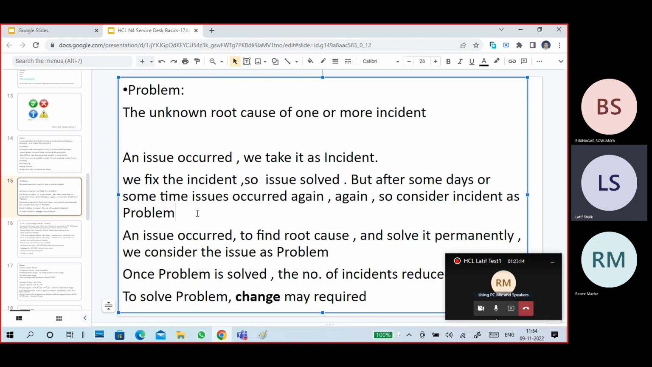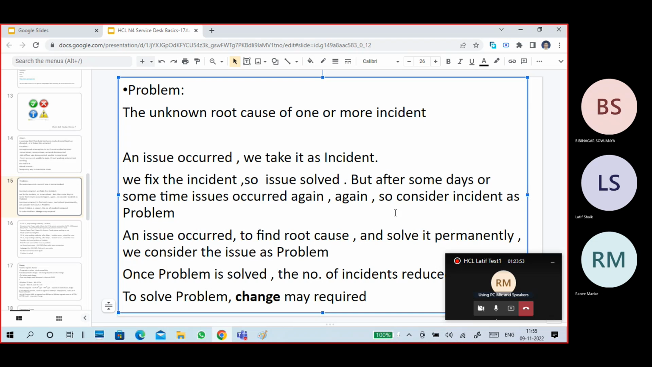So that's the point. Whenever an issue occurs, consider it an incident and fix the incident so that the issue is resolved. But sometimes the issue will occur again. You solve it, and it occurs again. You solve it, and you get it again. Then we have to consider that one as a problem.